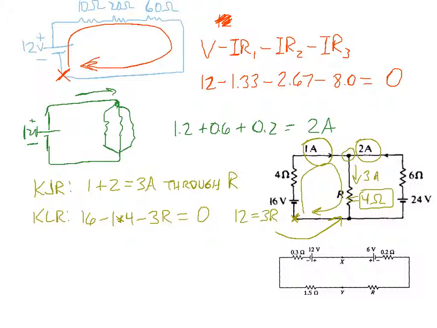So for this last Kirchhoff's problem, example 1514, you're told that the current shown in this circuit is equal to 2 amps, and you want to determine this resistance R.